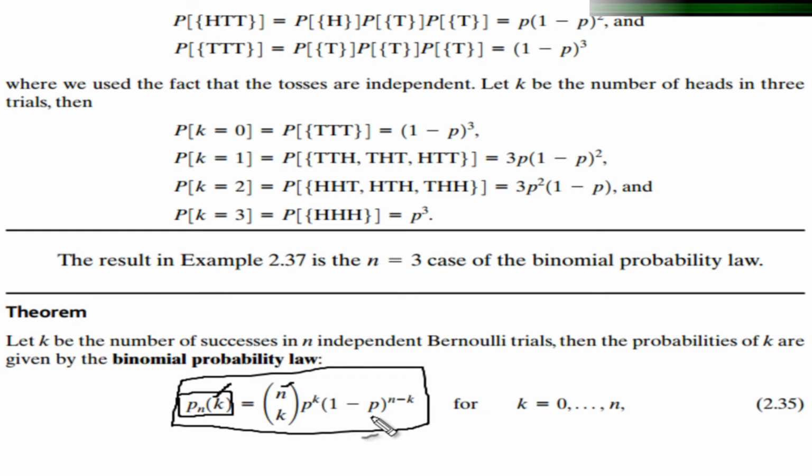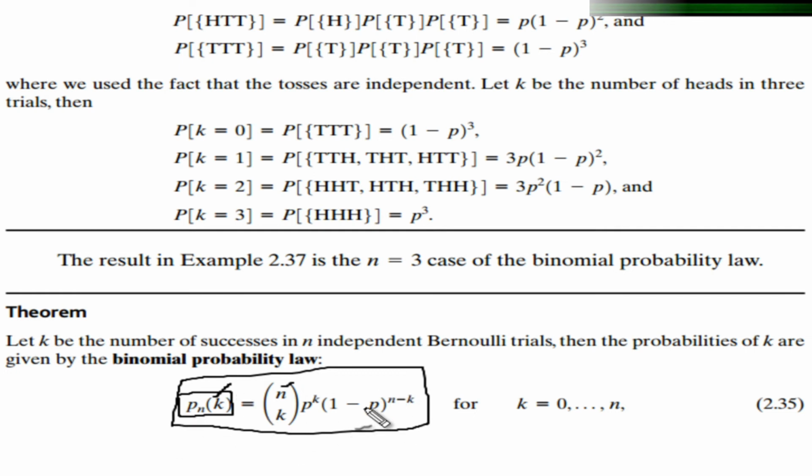Similarly, 1 minus p would be the probability of failure, and the exponent here will be n minus k, because n minus k will be the remaining events in which you are getting failure. So this is the formula.